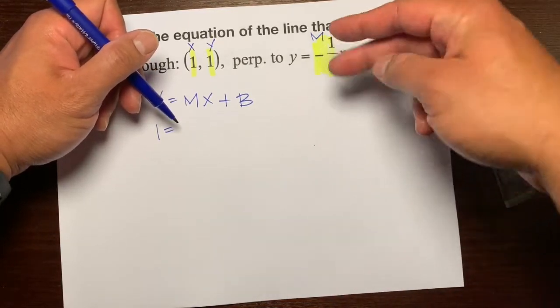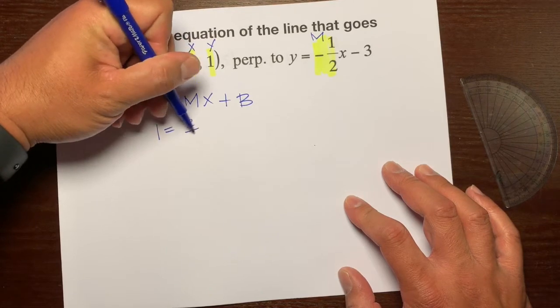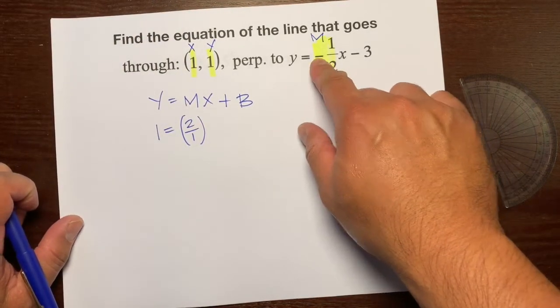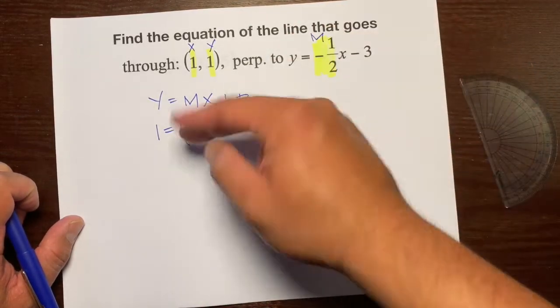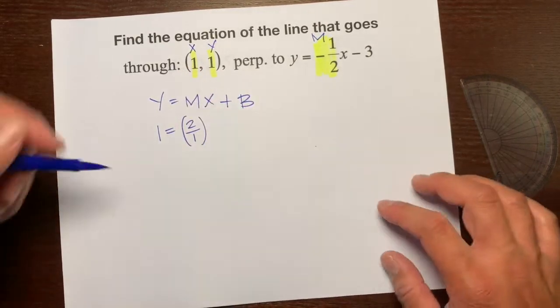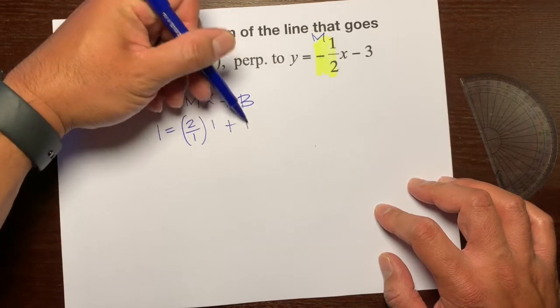And then reciprocals. That means that the fraction is flipped. So what we're going to use as our slope is 2 over 1. Positive 2 over 1. If that's negative, this is positive. And reciprocals, we flip the fraction. For x, we're going to plug in 1. Substitute x with 1 and plus b.